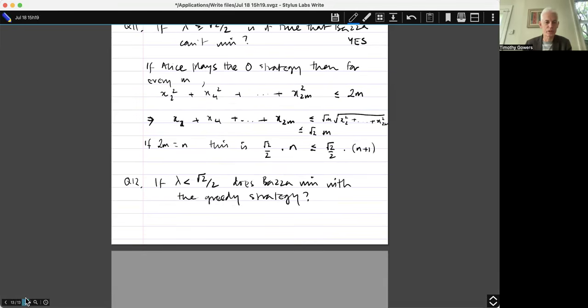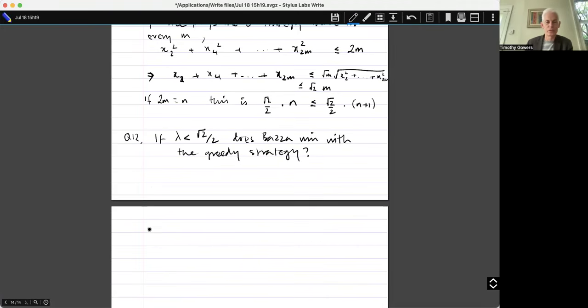So let's try and analyze what happens with the greedy strategy. Alice chooses x1, and then Bazza chooses the square root of 2 minus x1 squared. So now the squares add up to x1 squared plus 2 minus x1 squared, which is 2. Alice chooses x3, remembering she is no longer restricted to the zero strategy. Bazza will now choose the square root of 2 minus x3 squared.